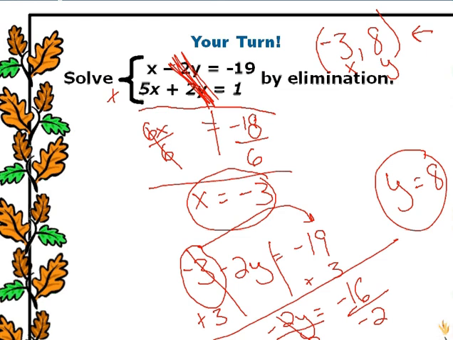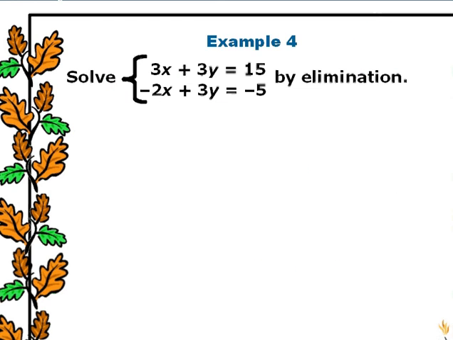Let's try another one. This one's different because we lined up our equations, so the x's, the y's, the equal signs, and the constant numbers are all lined up with each other, one over the other. And they're kind of close. We've got 3y and 3y. They're both positive though. And it would be very convenient if one of them could be negative. So if that happens, we just basically multiply everything by negative 1. Because what we really want to do is flip the signs in this bottom equation.